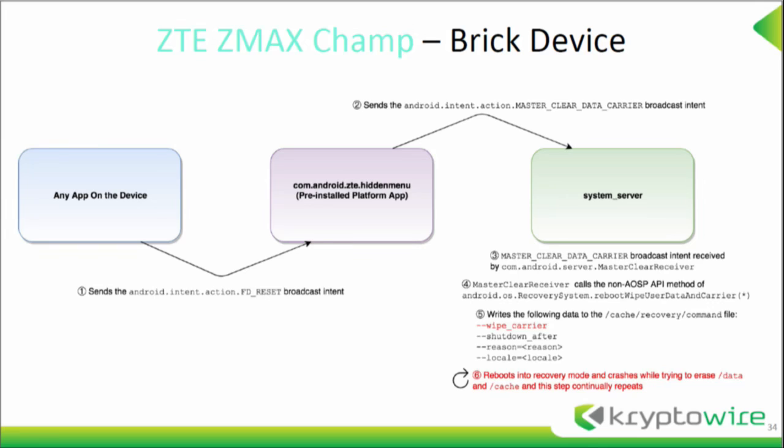At this point, it calls a non-AOSP API method in recovery system called reboot wipe user data in carrier. It writes that file shown in step 5. There's --wipe_carrier, which is not part of AOSP. And then it writes it to that file, reboots into recovery, and then it's going to go into recovery and just perpetually crash in recovery mode.